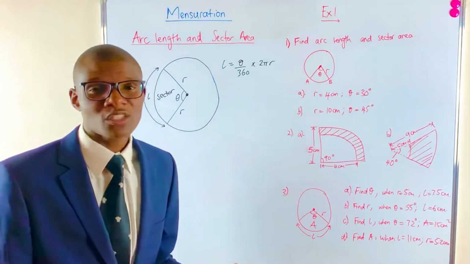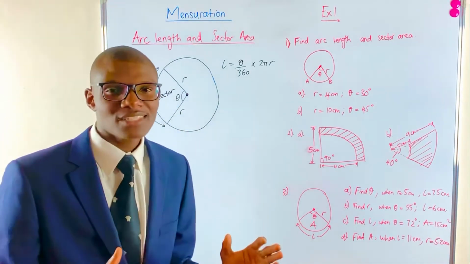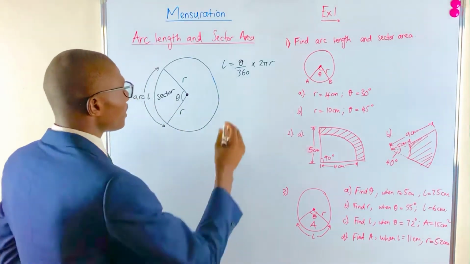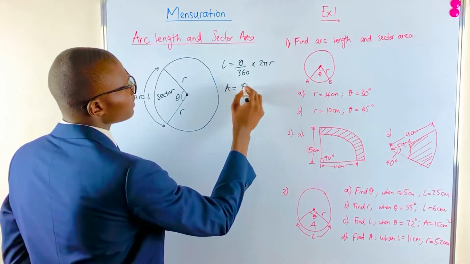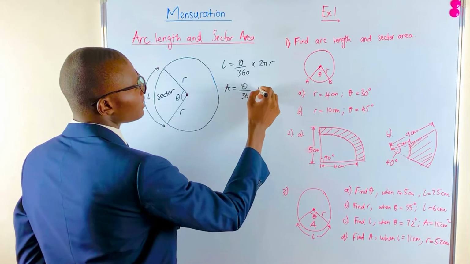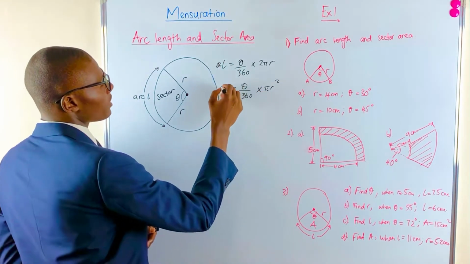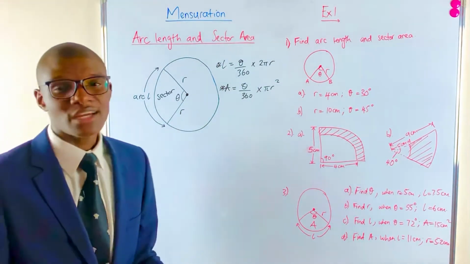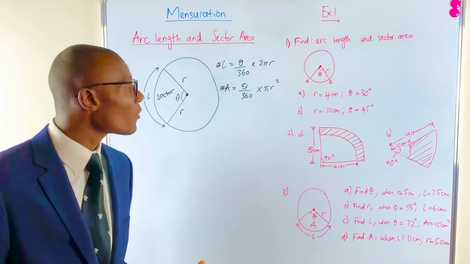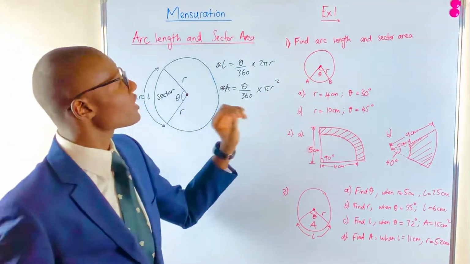And now if you're to calculate the area of the sector, or the area of the part that is being cut off from the circle, let's call this A. We simply say theta over 360 times pi r squared. So we use this formula. These are the two formulae that we use when we need to calculate the arc length, and as well when we need to calculate the sector area. So now let's move on to look at these questions.